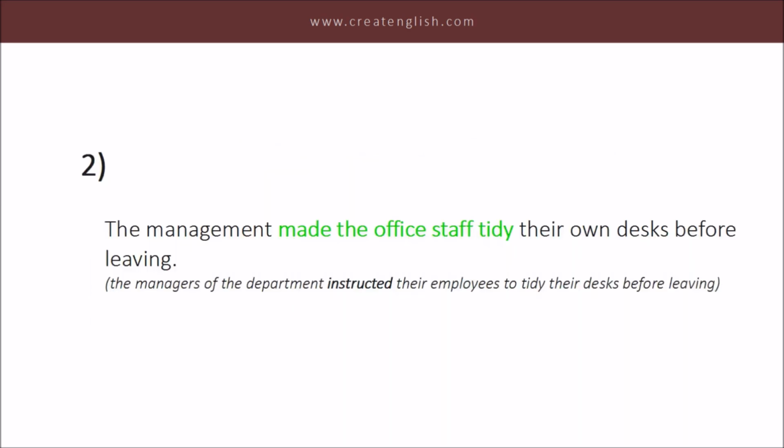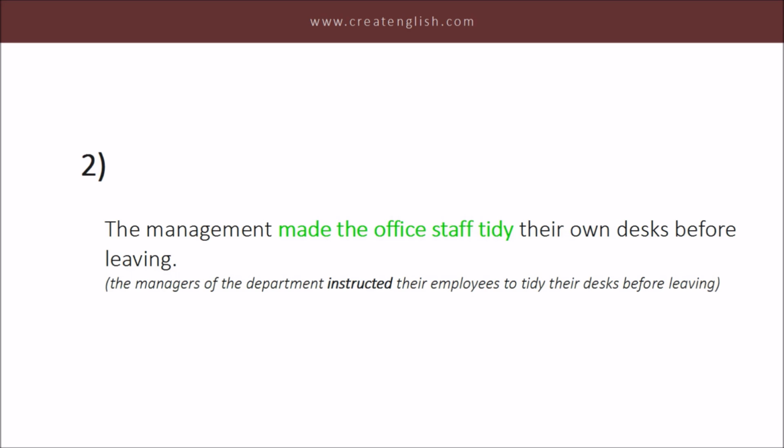The second example is different. The management made the office staff tidy their own desks before leaving. What does this mean? First of all, the verb is different. Made, that is make, made in the past. It has the connotation of instruction, like an order. So the managers of the department instructed their employees to tidy their desks before leaving. So the idea here is a bit more authoritative. In this example, we clearly say who gives the order and who receives the order and who does the action. So we do mention who does the work for us or for somebody else.